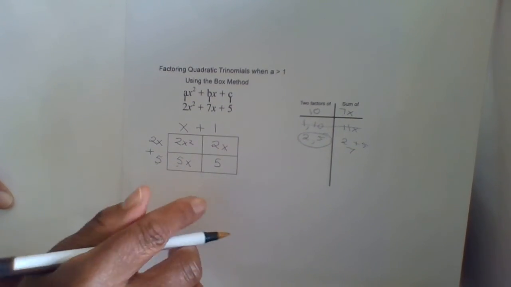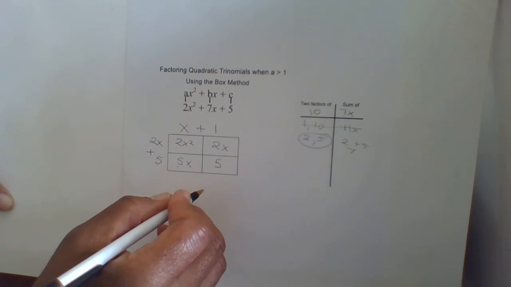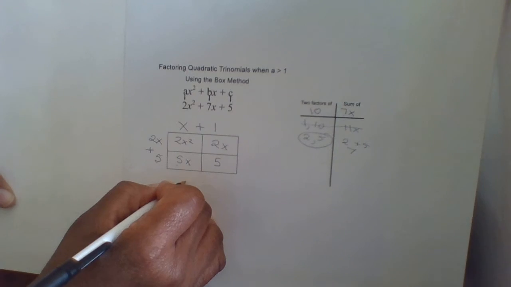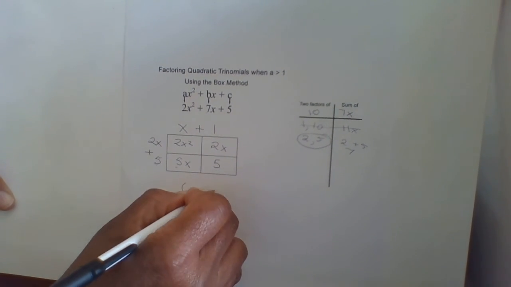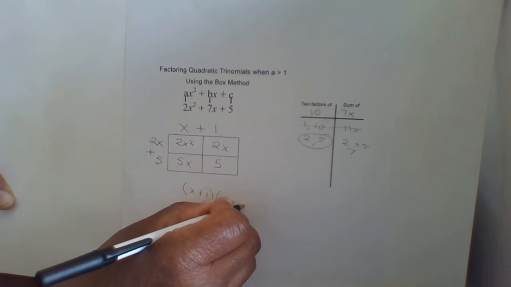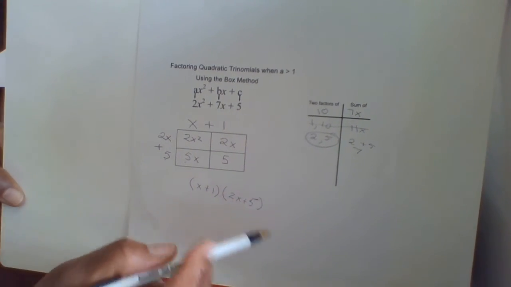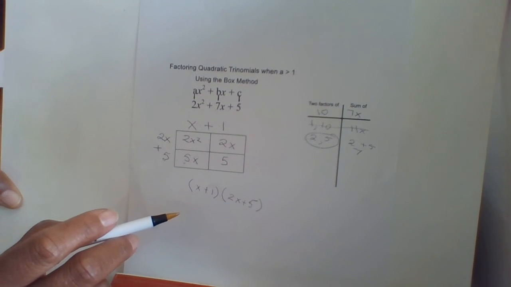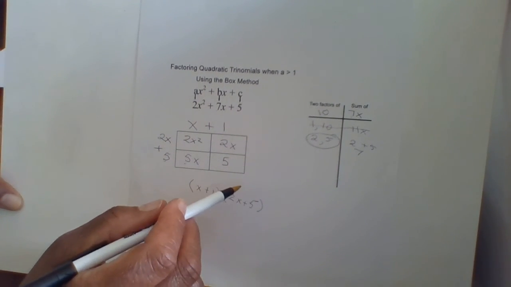So now I'm just going to rewrite my binomials as a product. So my answer should be x plus 1 times 2x plus 5. And it does not matter which binomial goes first and which one goes second. But you want to make sure you check it using FOIL.